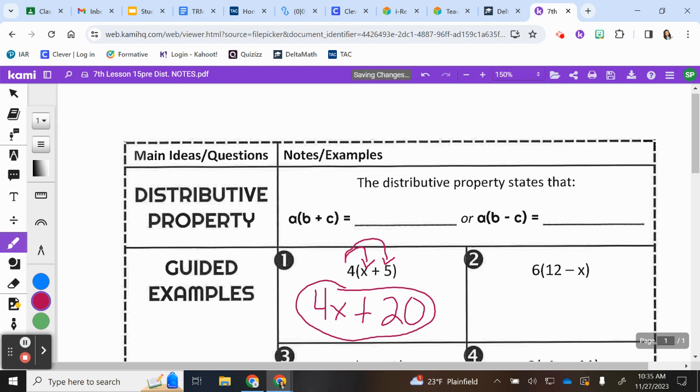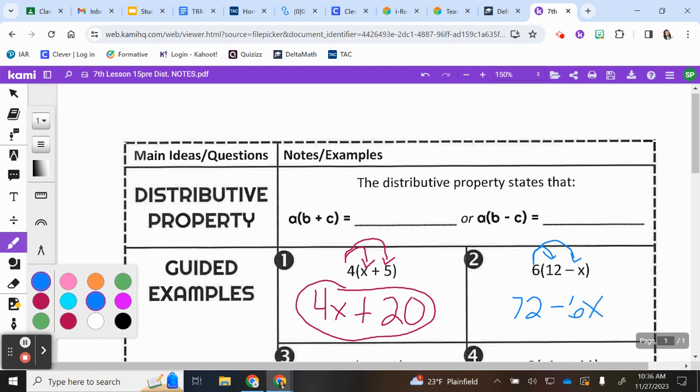You don't have to do anything. You just have to do the multiplication and show me that the new expression without the parentheses is 4x plus 20. All right, same thing on number 2. It just has a minus sign, so it's 6 times 12 is 72, minus 6 times x is 6x.